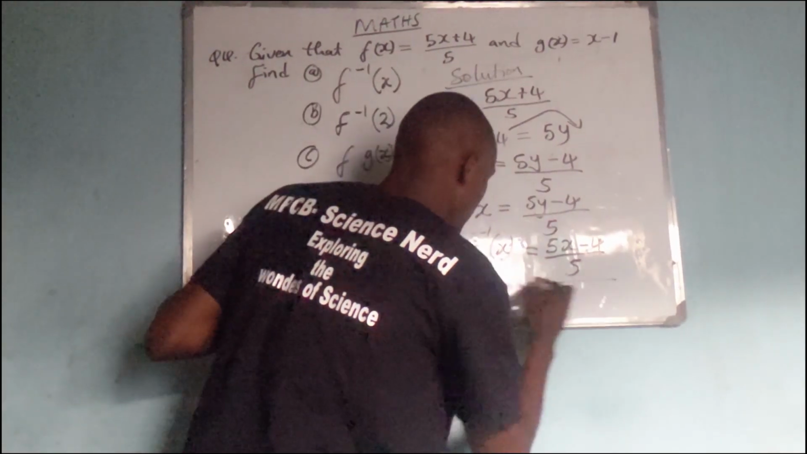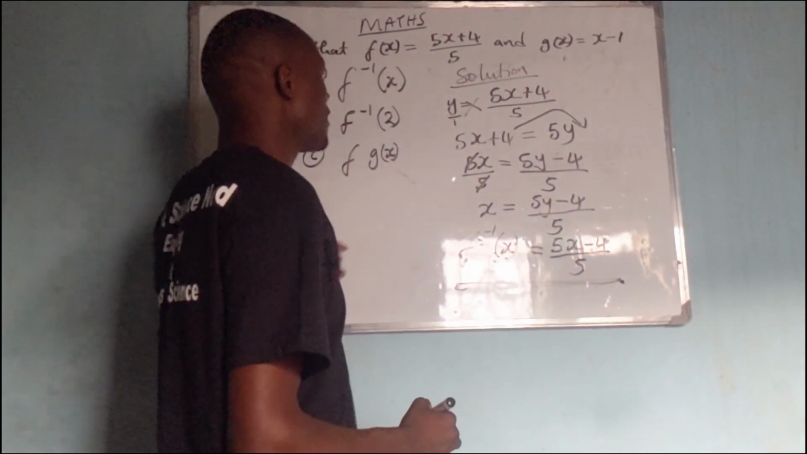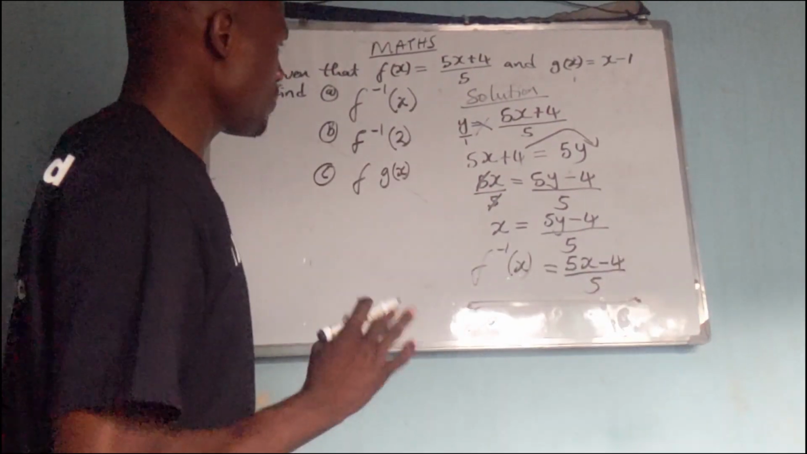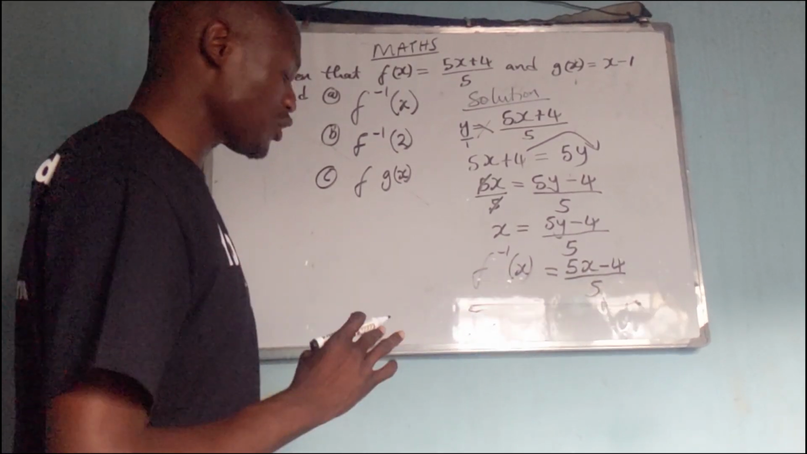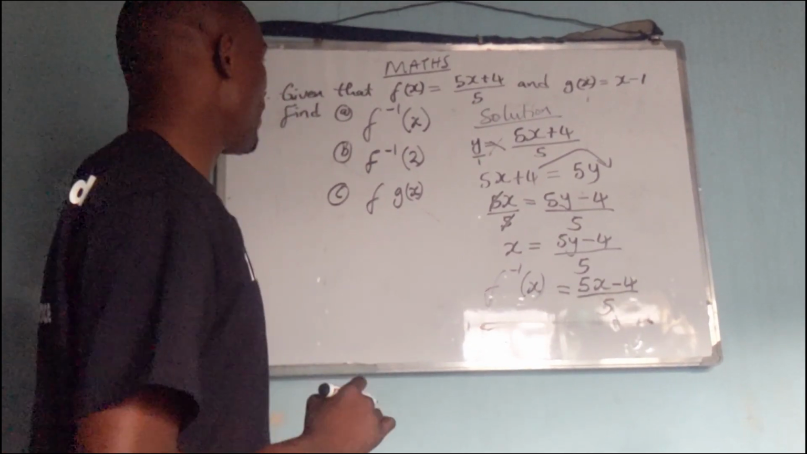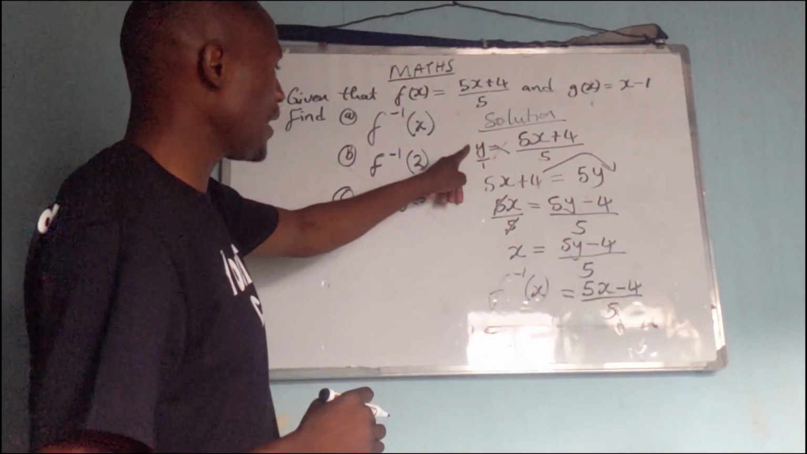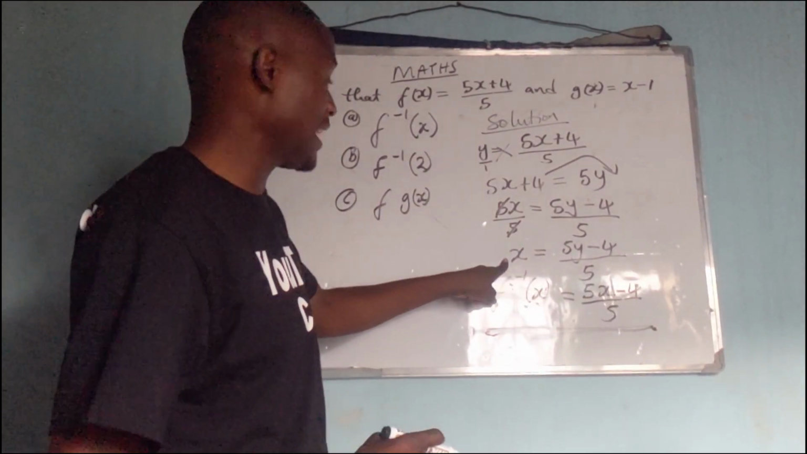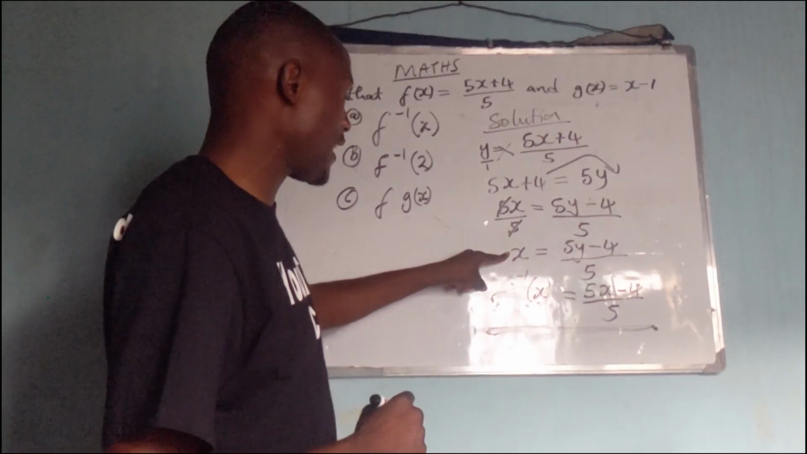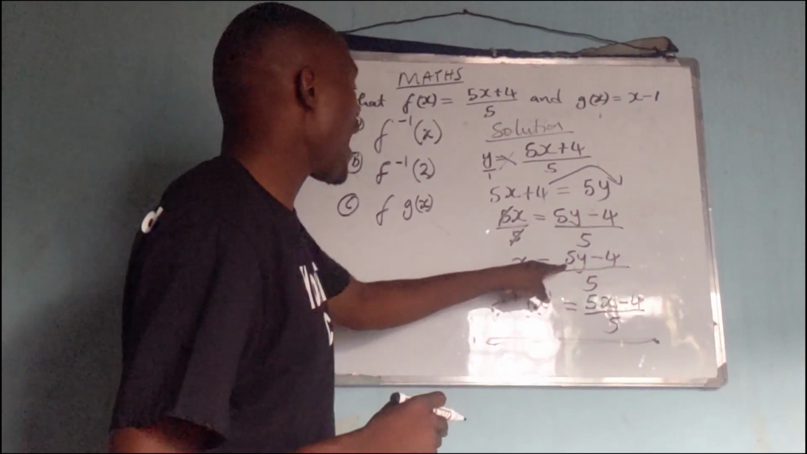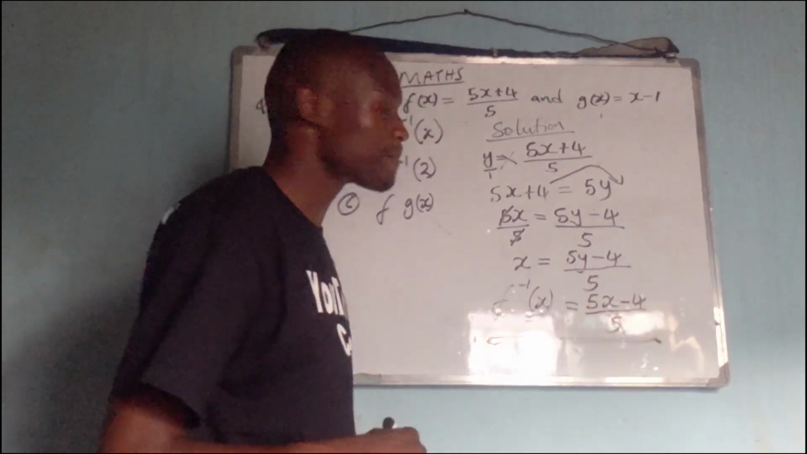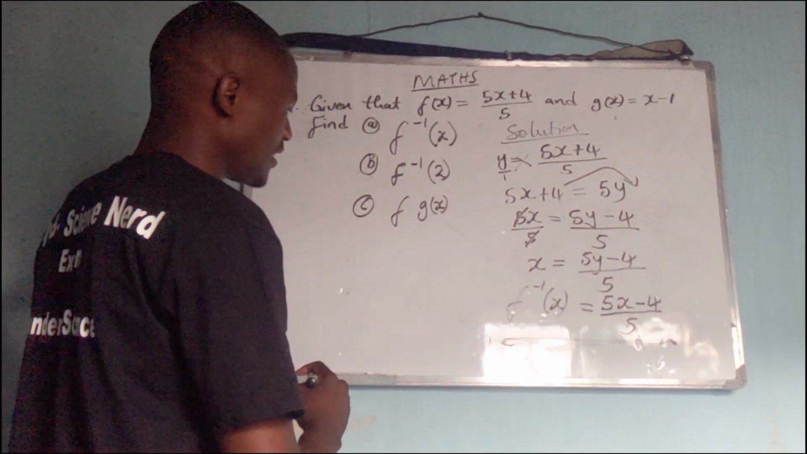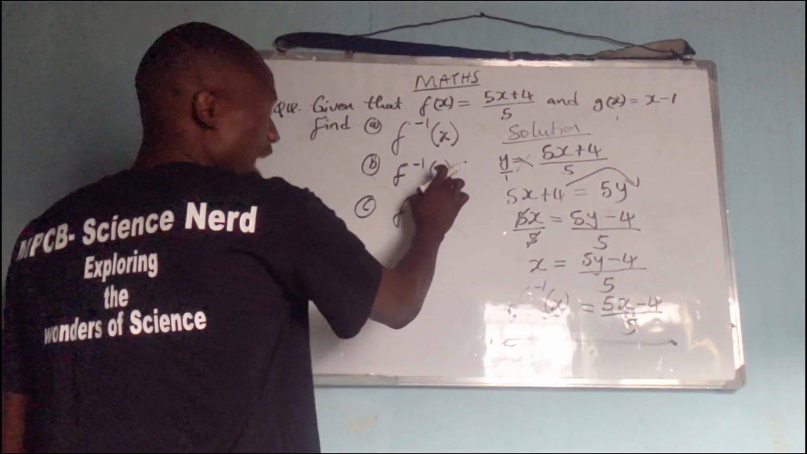So this is the inverse of the function 5x plus 4 divided by 5, which means that the stages for us to find the inverse of the function: number 1, we let the function be equal to y. Number 2, we solve for x. This is what we did here. Number 3, we let x be the inverse of the function, which is here, and the y to be equal to x. Question B, they are saying from the inverse of the function, find where x is 2.